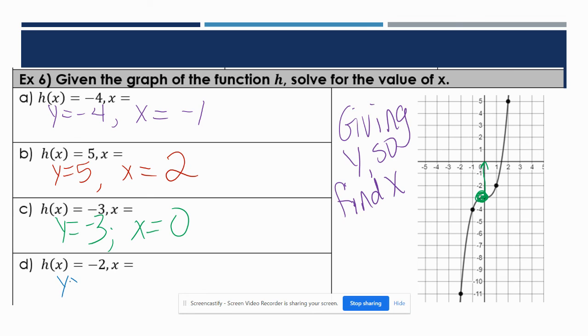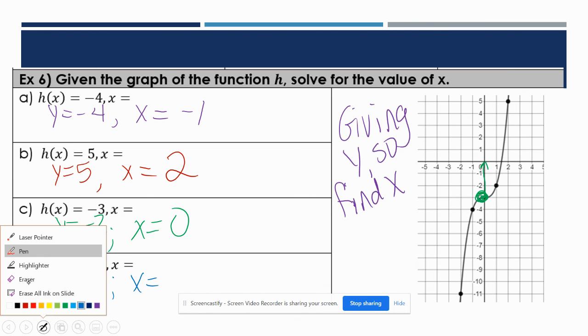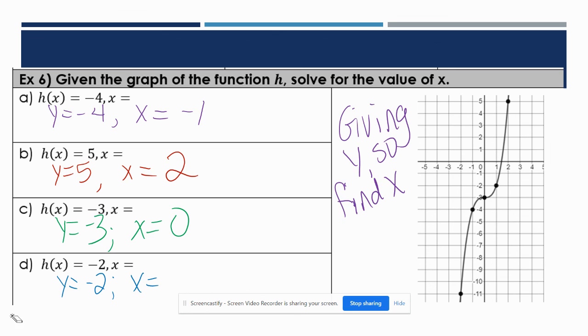And this last one says y is equal to negative 2. So what is x? Let me erase so we can see this a little bit better. So here is y is negative 2. Here is where it matches on our graph. And the x value that goes with it is positive 1.